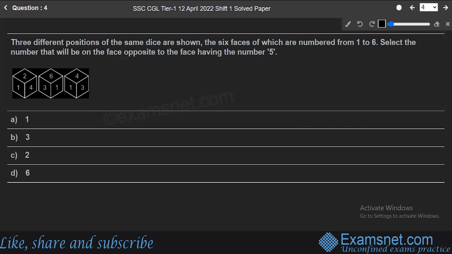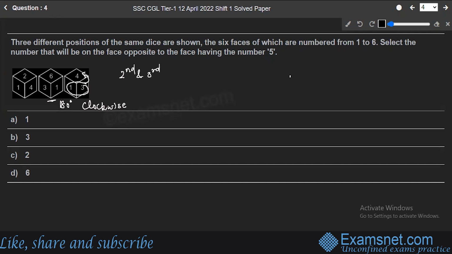Okay. See, now in this question, if you look at the second and the third dice, 1 and 3 are common, right? They are common in both the dice. If I rotate the second dice 180 degrees in the clockwise direction, on the other adjacent side of 1 and 3 comes 4. See, it comes 4, correct?